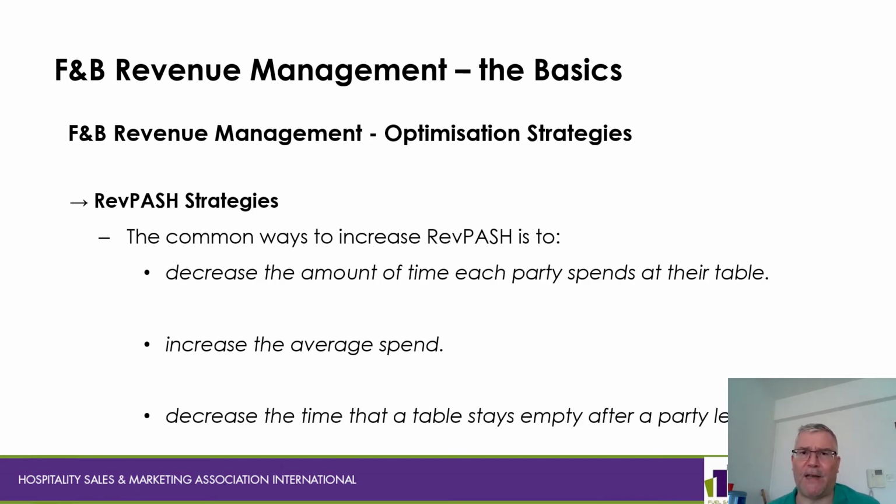We talk about, in this case, not any more optimization strategy. We call it RevPASH strategies: revenue per available seat hour. Now, in order to increase or to optimize RevPASH, you limit or you decrease the time each party spends at the table. How can you do so?